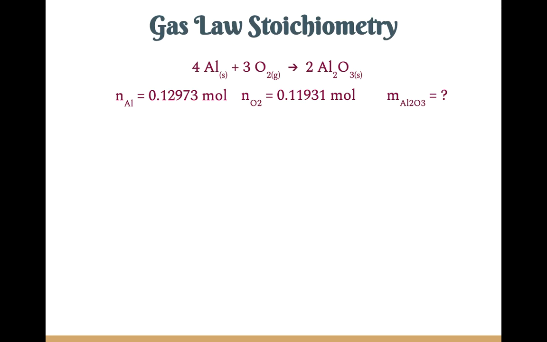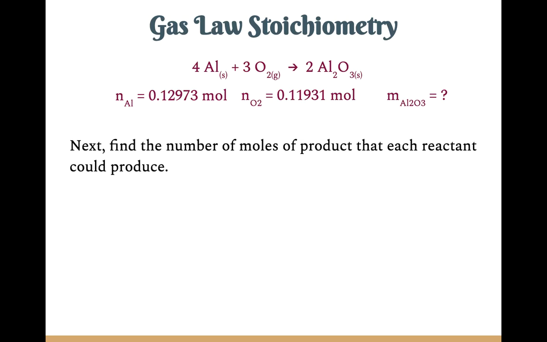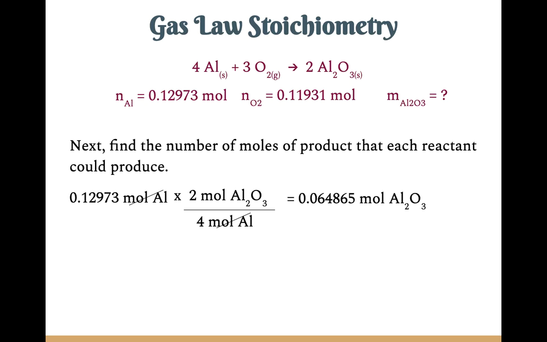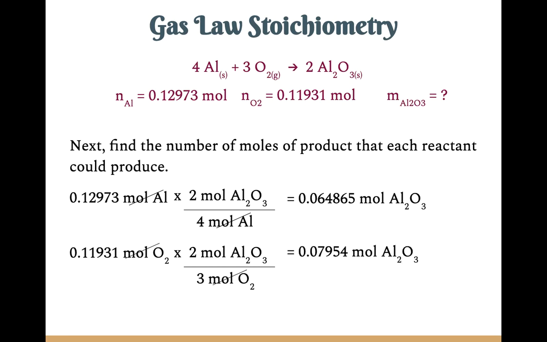Remember, we're still trying to find a mass of aluminum oxide. So now we're going to find the number of moles of product that each reactant could produce. For the aluminum, we use the mole ratio from the balanced chemical equation, so it's a 2 to 4. So if all the aluminum reacts, we could make that much aluminum oxide, 0.064865. Then we take the moles of oxygen, convert that to aluminum oxide. This time the ratio is 2 to 3. So if all the oxygen reacted, we could produce 0.07954 moles of aluminum oxide. So this tells us that the aluminum is the limiting reactant because it can produce less aluminum oxide.